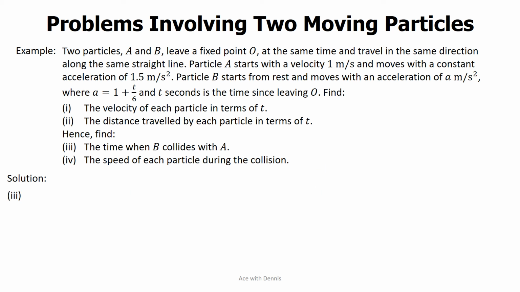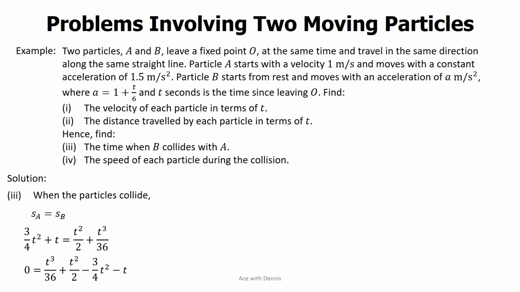Solution for part 3. When they collide, SA must be equal to SB, which means 3 over 4 t squared plus t equals t squared over 2 plus t cubed over 36. Now we can solve this equation. So 0 equals t cubed over 36 plus t squared over 2 minus 3 over 4 t squared minus t, which is 0 equals t cubed over 36 minus 1 over 4 t squared minus t.